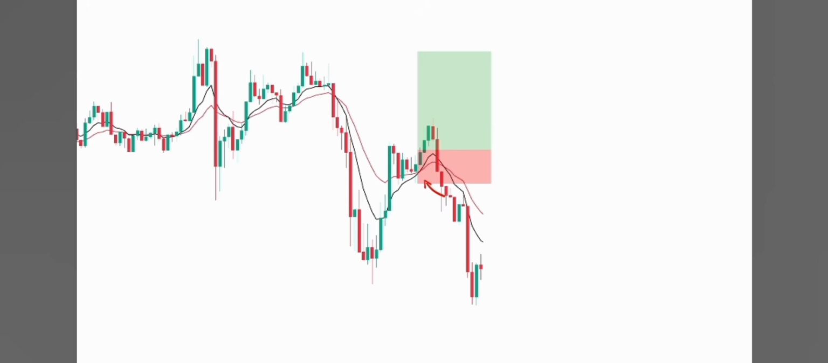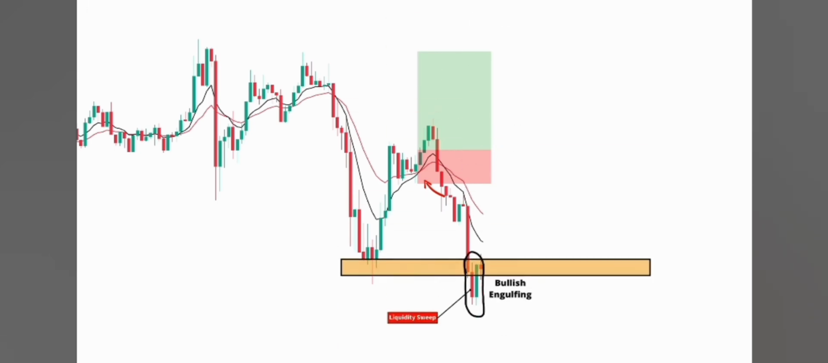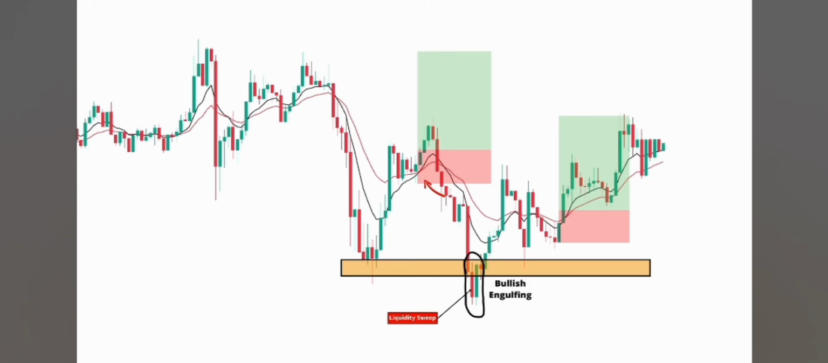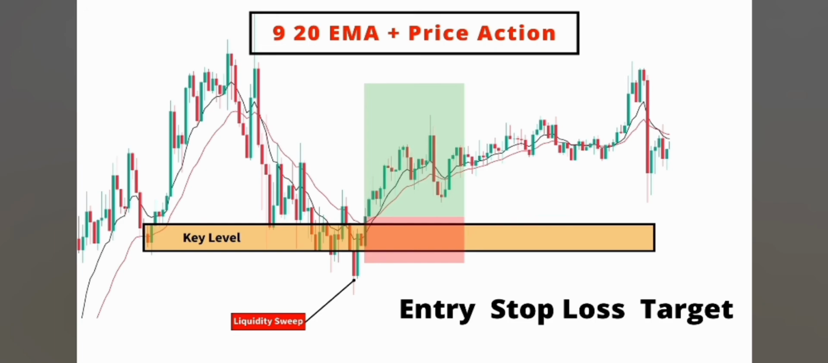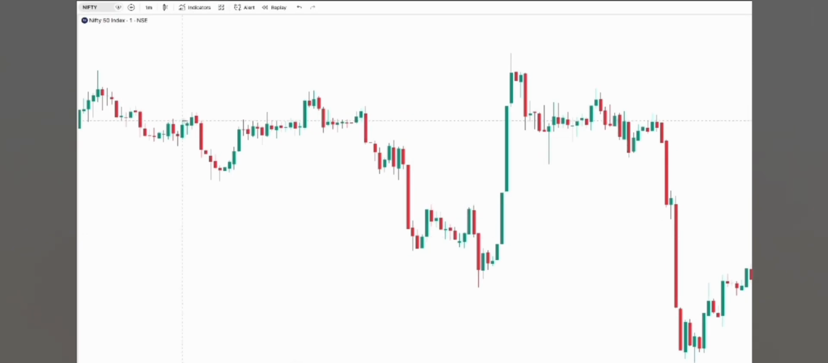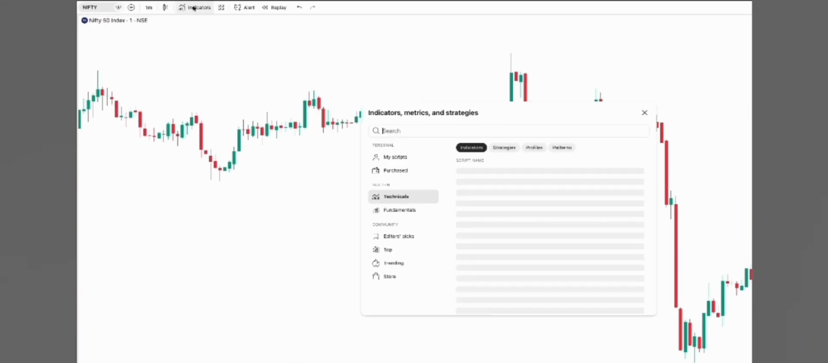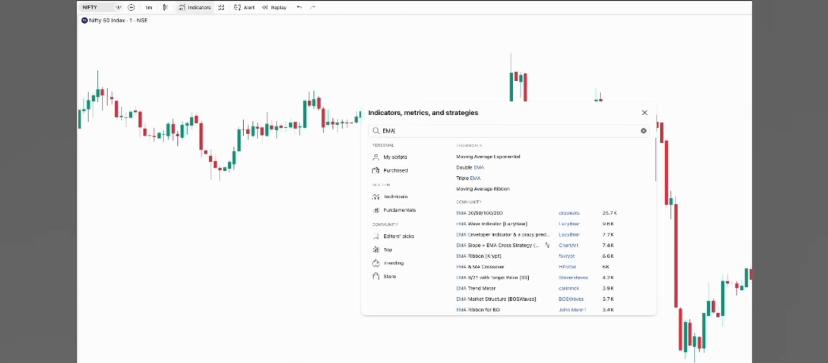The problem isn't the EMA. The problem is that an EMA crossover alone isn't enough. When you combine it with price action, your trade quality improves dramatically. Today, I'll walk you through the entire strategy step by step on the chart. You'll learn exactly where to enter, where to place your stop loss, and when to take profits. Let's get started.